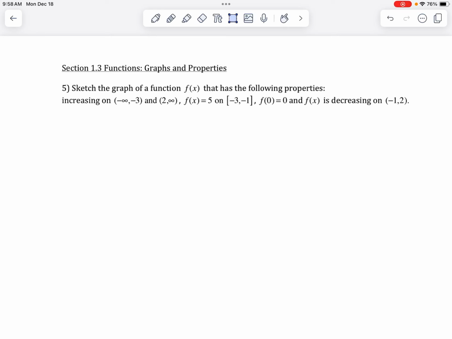With this one, we are just drawing a function. And sometimes this takes a little trial and error. So the first thing that I do is I look and see what are the important x values: -3, +2, -3 to -1, 0, and -1 to +2.